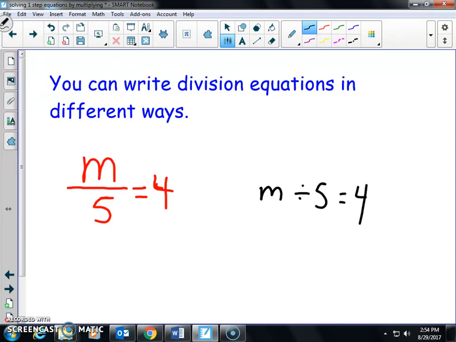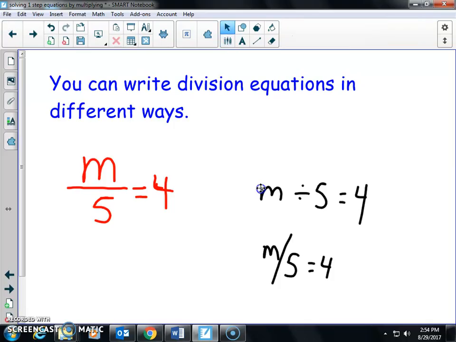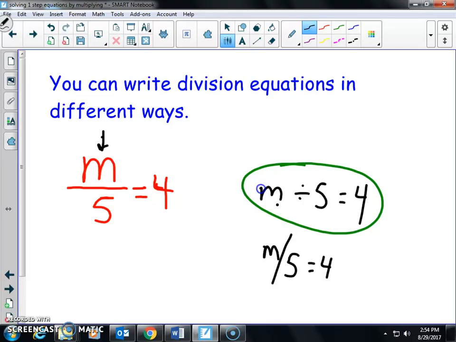Another way is to just take the fraction bar and turn it into a slash. So it says m divided by 5, m slash 5 equals 4. If a fraction bar is too confusing for you, I encourage you to rewrite the equation like that. Anytime you see a fraction bar, feel free to rewrite it. Whatever's on top, in this case the m, would be written first. The fraction bar turns into a division sign. Whatever's on the bottom, the denominator, would be written second. So anytime you're confused, feel free to rewrite it like that.